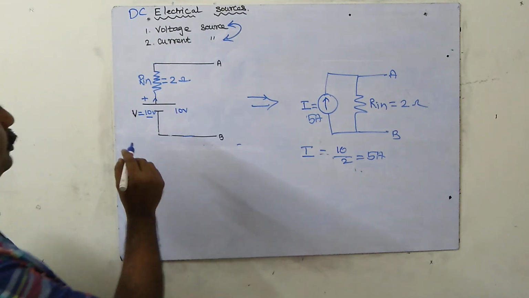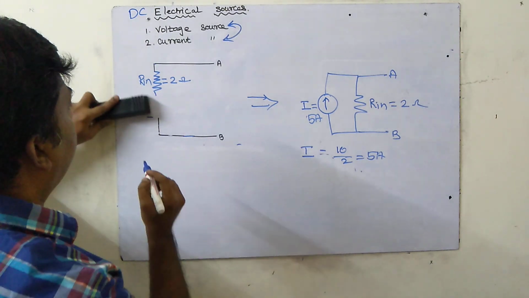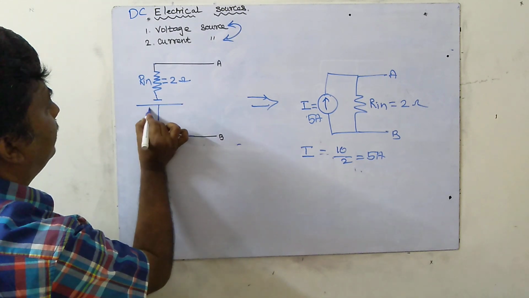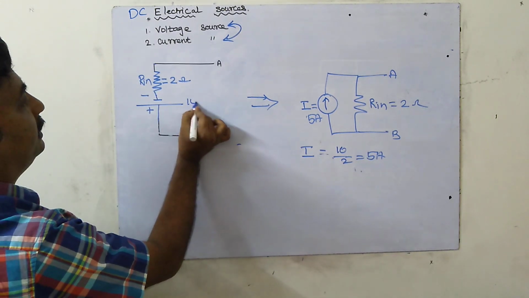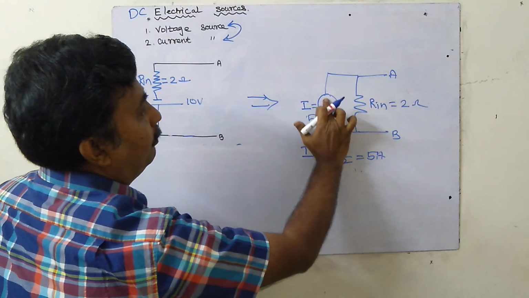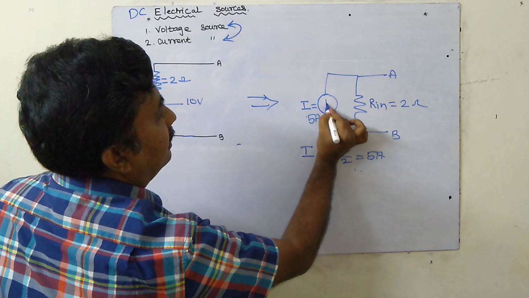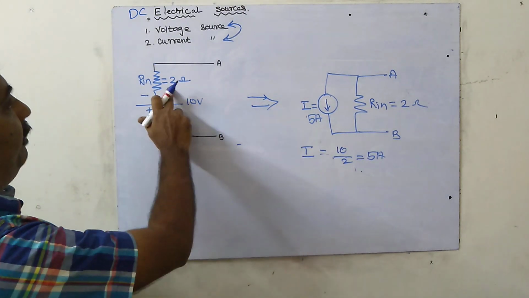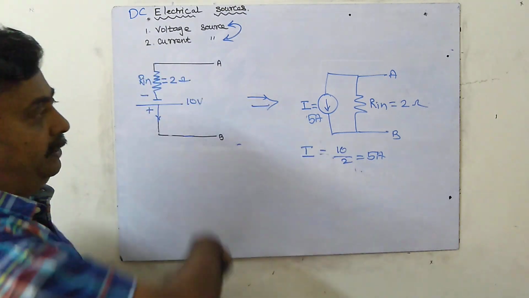Suppose the voltage source is like this. This is minus and this is plus. Suppose this is 10 volt. So how will the current flow? The current will flow in this direction. So at that time we have to change the direction like this. The values are the same: 10 divided by 2 equals 5, but the direction will be like this.